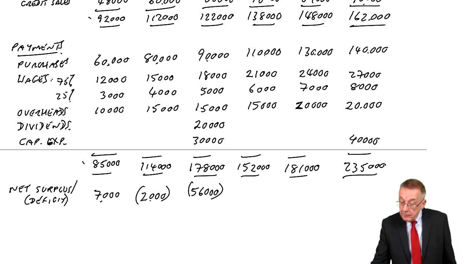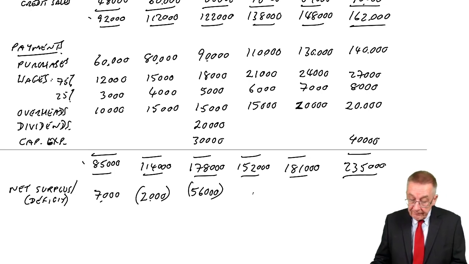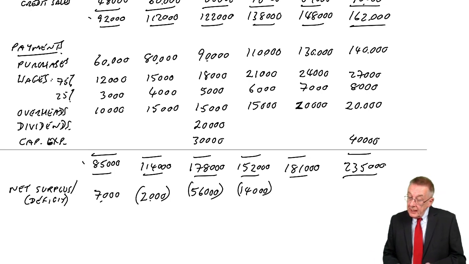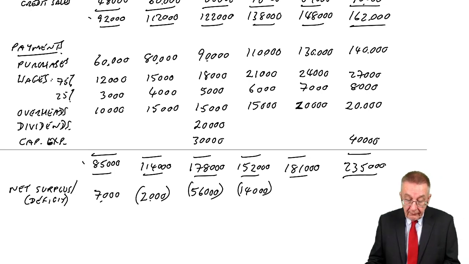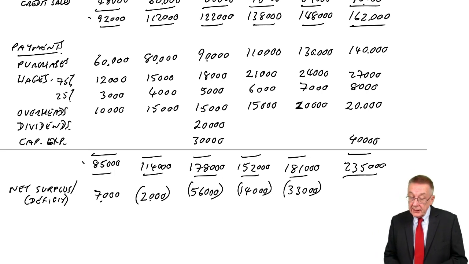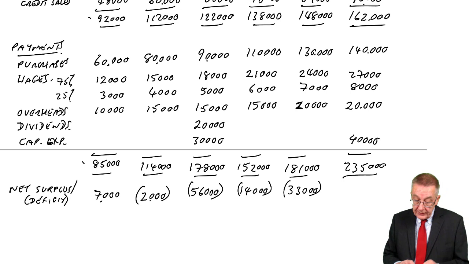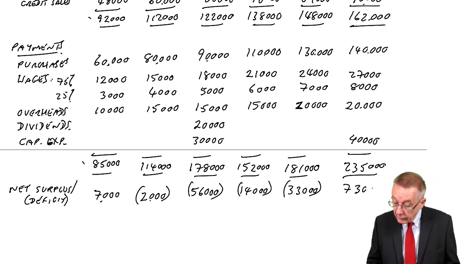I don't know if it'll be March. April, 152 out, 138 in, a deficit of 14,000. May, 181 out, 148 in, deficit 33,000, and finally in June, 235 out, 162 in, a deficit of 73.